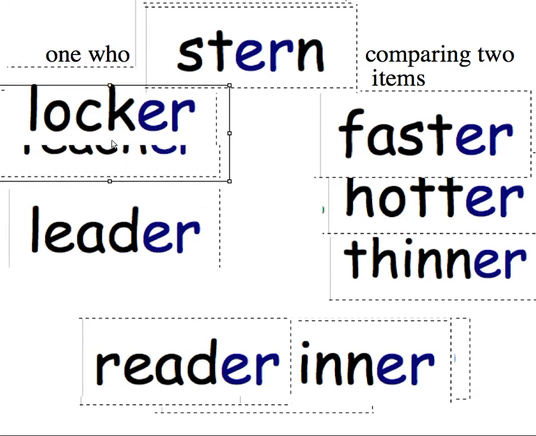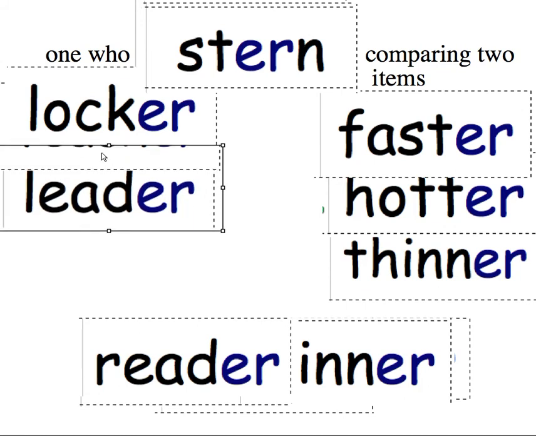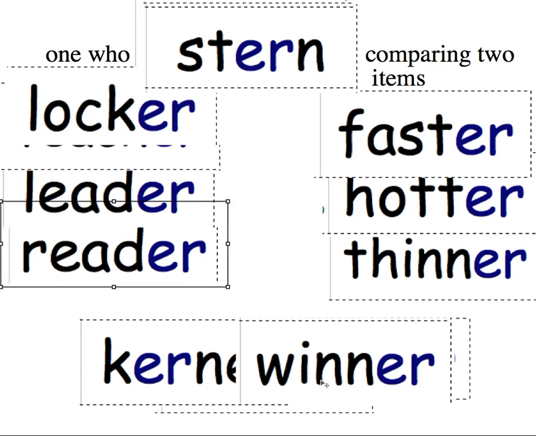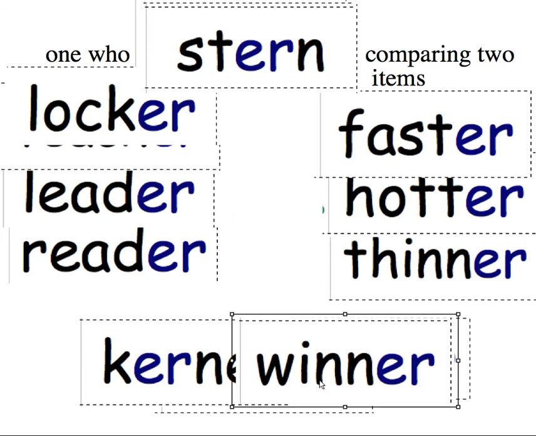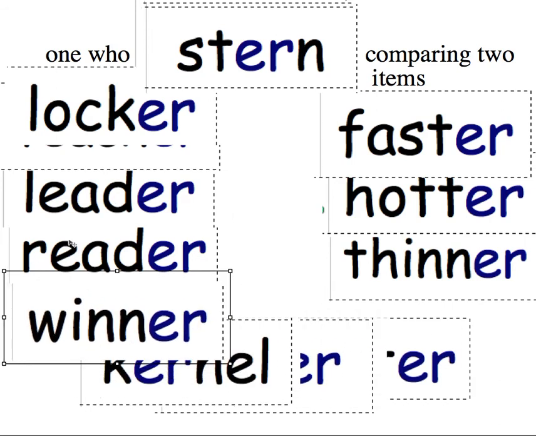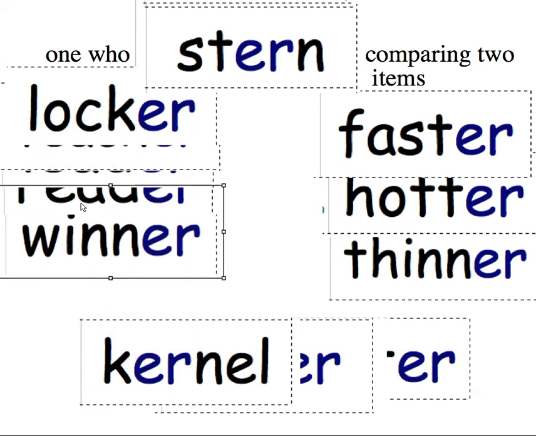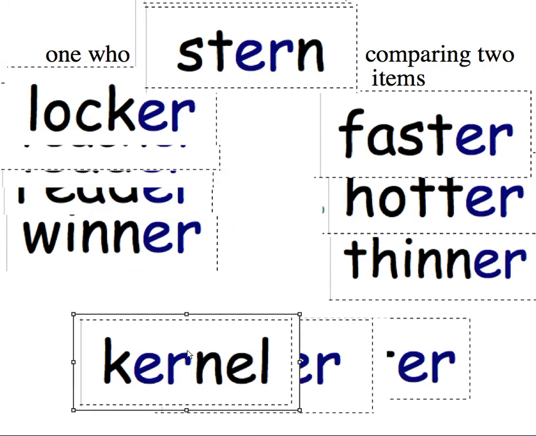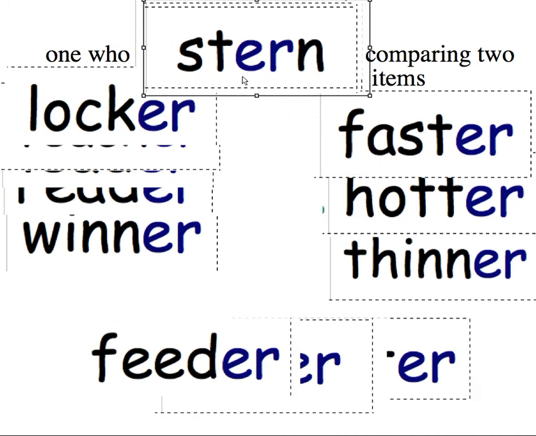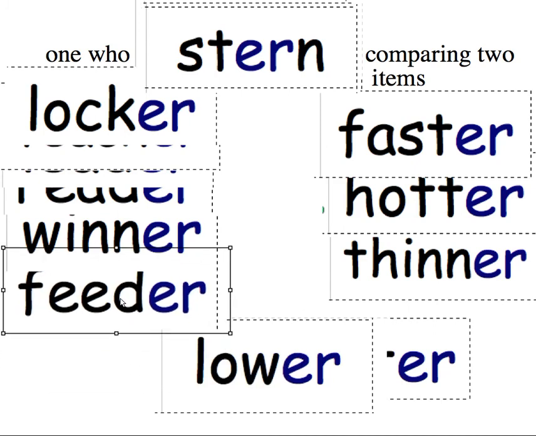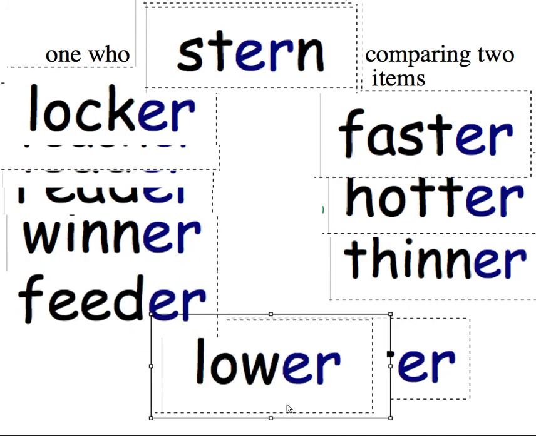How about reader? Very good. It's someone who reads. How about winner? Someone who wins. Very good. And if I'm going too fast for you, go ahead and pause it for each one. Kernel. Oh, Mrs. Slessor, you can't fool us. ER is not a suffix at the end of our word, so it doesn't fall into either category. Feeder. Very good. It's something that feeds. So it's like a bird feeder.